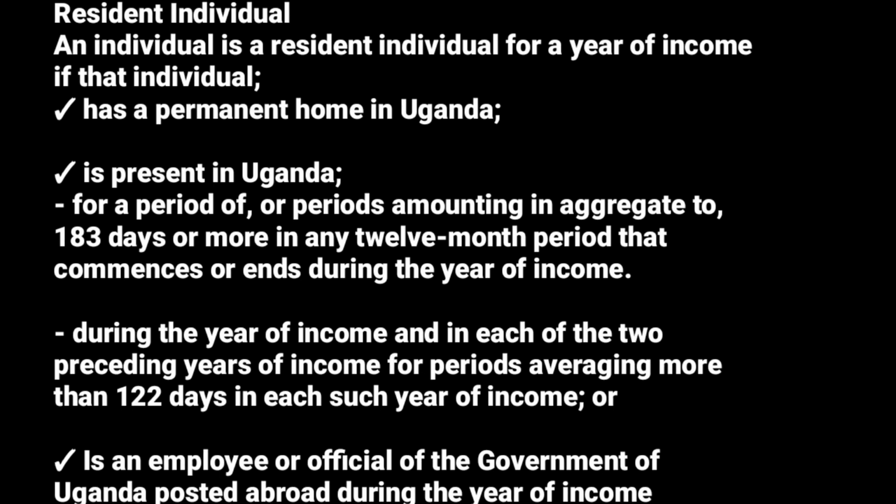And lastly, if that individual is an employee or official of the government of Uganda posted abroad during the year of income. So those are the qualifications of a resident individual: has a permanent home in Uganda, is present in Uganda, and is an employee or official of the government of Uganda posted abroad during the year of income.